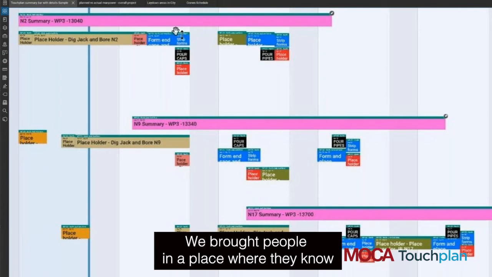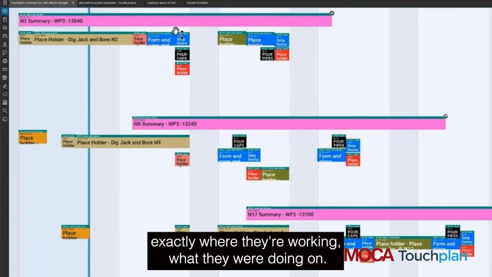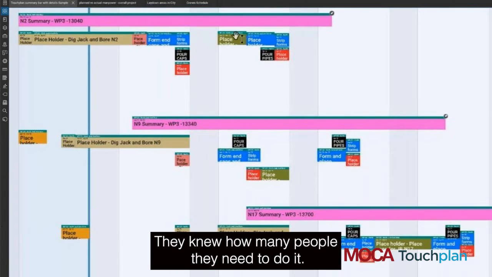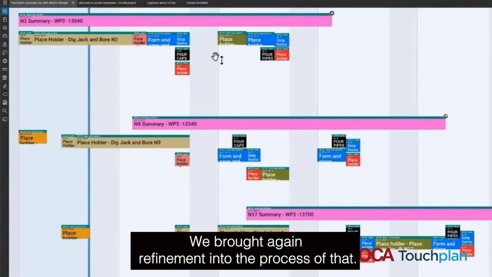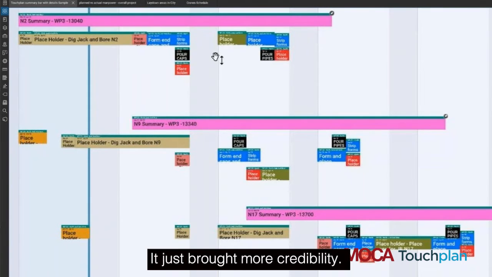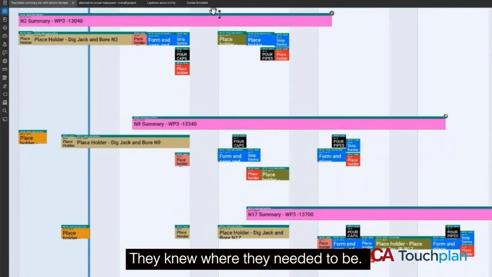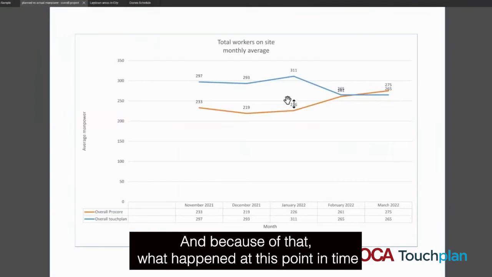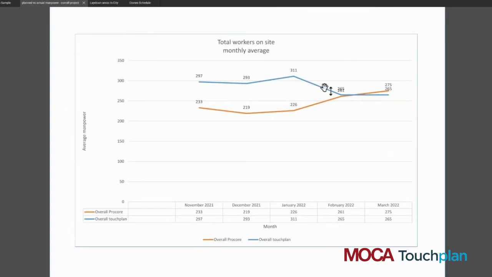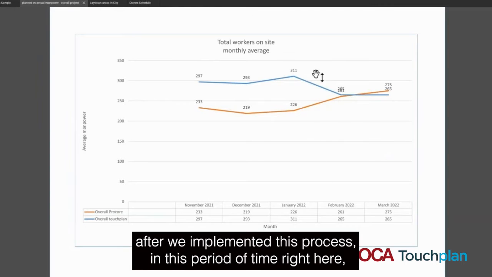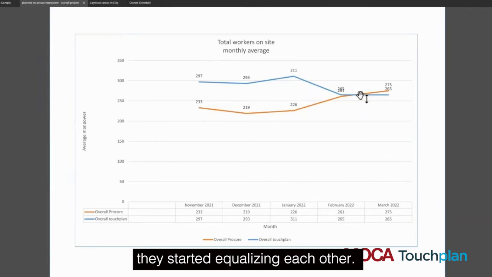We brought people into place where they knew exactly what they were working on. They knew how many people they needed. We brought, again, refinement into the process. It just brought more credibility. The guys could count on what was happening. They knew where they needed to be. And because of that, after we implemented this process in this period of time right here, they started equalizing each other.